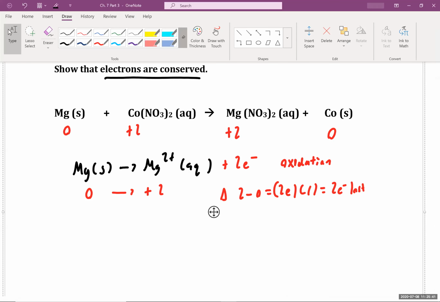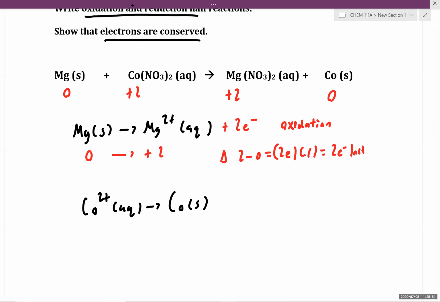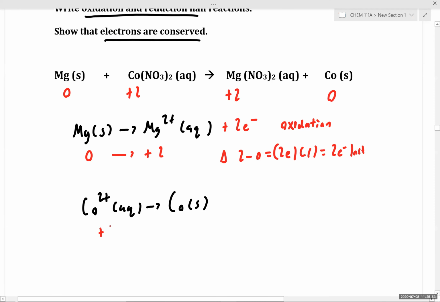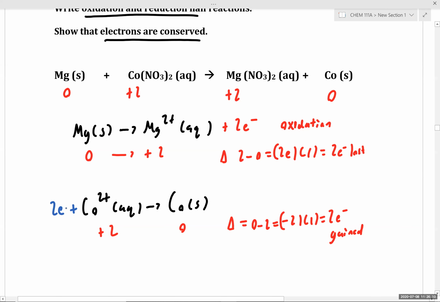Now looking at cobalt, we went from cobalt 2+ aqueous to cobalt solid. So we went from an oxidation number of +2 to 0. Our difference, 0 minus 2, is -2 times 1. So we have 2 electrons gained. As we have 2 electrons gained, we'd call this reaction the reduction half reaction.